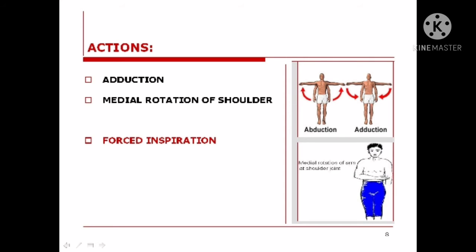Now the actions of the pectoralis major muscle. The adduction, bringing the upper limb toward the body. Medial rotation of the shoulder. It has been shown in the lower diagram. And another extra function is forceful inspiration. It is an accessory muscle of the respiratory process.